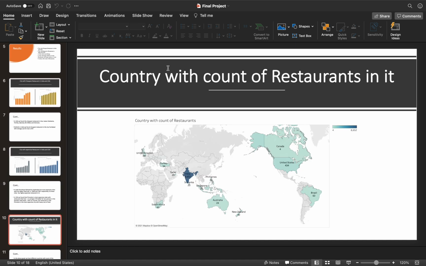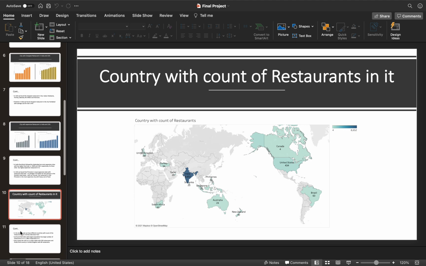And the country with the count of restaurants in it. You can see that in our data India has 8,652 restaurants, whereas the United States is in the next position with 434 restaurants, and the UK is in third position with 80 restaurants, and Brazil and South Africa have 60 restaurants each.